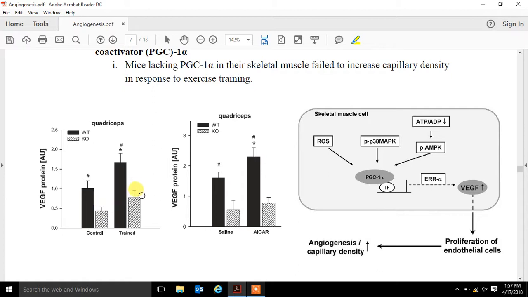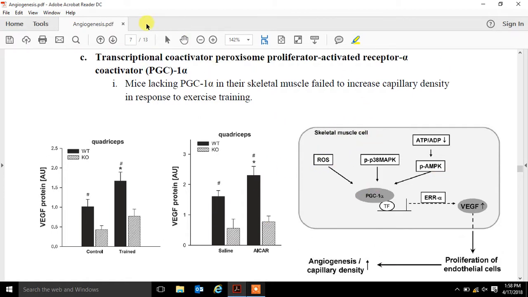If you remember back to our lecture where we talked about the interaction between resistance and endurance type training, we looked at animals that were given AICAR, which increased AMPK levels and therefore increased PGC1 alpha. Clearly PGC1 alpha is an important factor. If we look at the potential pathway, this over here is what's really important.